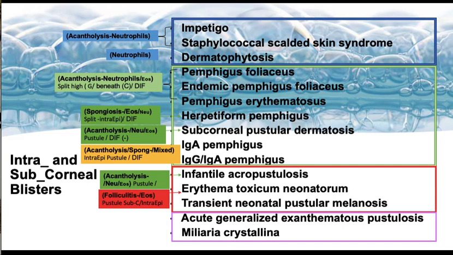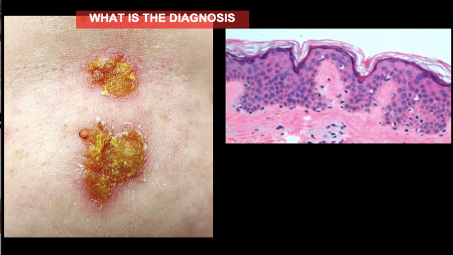A transient neonatal pustular melanosis, this is an interesting disease where you see an increase in pigmentation in the basal and the suprabasal layer, in addition to the pustular formation, which is filled with neutrophils, sometimes eosinophils, and found usually subcorneal or intraepidermal.